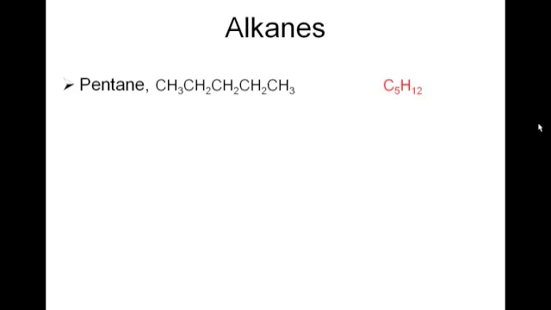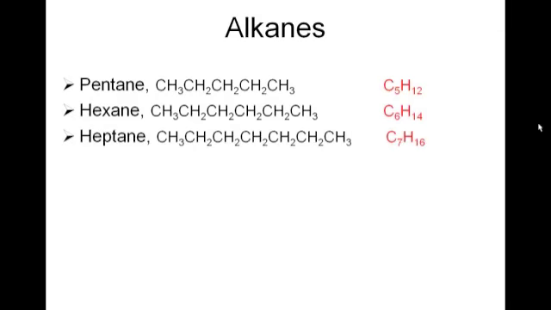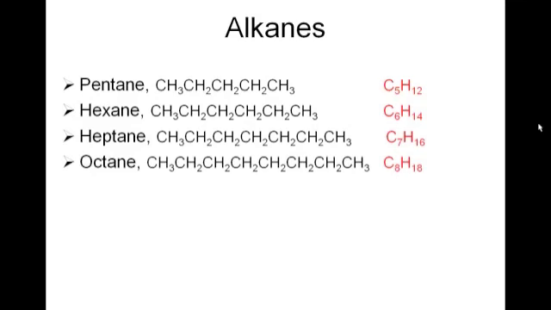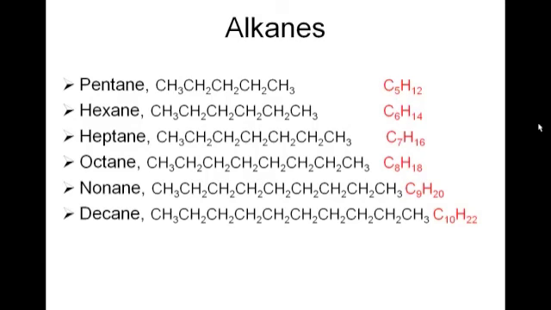So pent is for 5 carbons, pentane. Hex for 6 carbons, so this is hexane. Hept represents 7 carbons, heptane. Oct, 8 carbons. Nonane for a 9-carbon chain, and decane for a 10-carbon chain. Now these are all the prefixes that you are going to have to know. You're going to have to know 1 through 10.